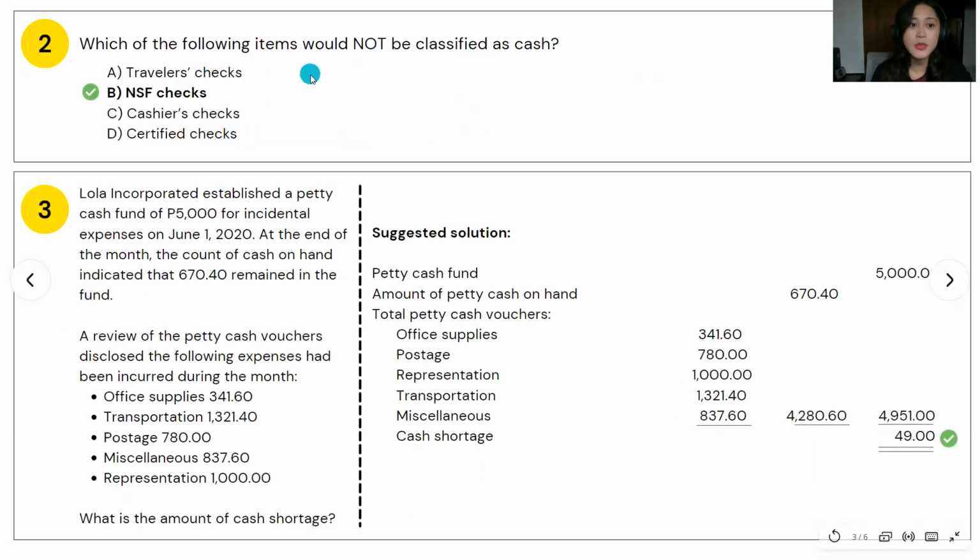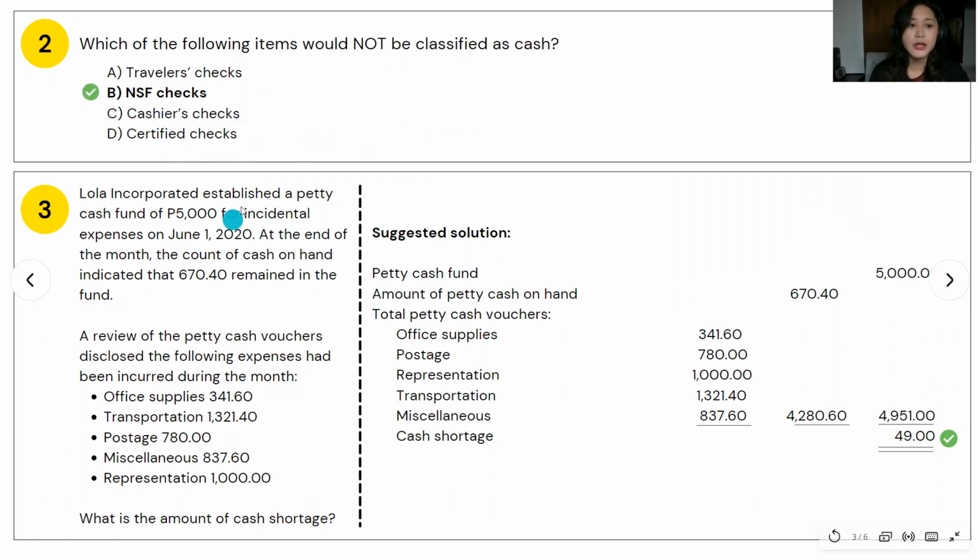Okay, next. Which of the following items would not be classified as cash? So, number 2 question ko kanina is, yung traveler check ba kasama sa cash? Yes. Yung NSF check ay hindi. Since as discussed earlier, ang NSF check is yung mga no sufficient fund check. For example, si customer or si buyer natin nag-issue ng check sa atin. Kaso nga lang wala namang fund yun. So, hindi siya dapat i-treat as cash. Ang cashier checks and certified checks are treated as cash.